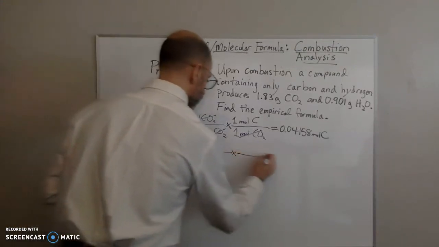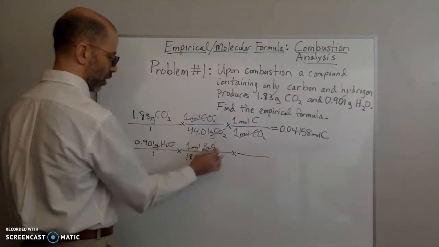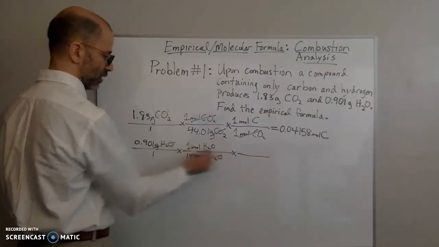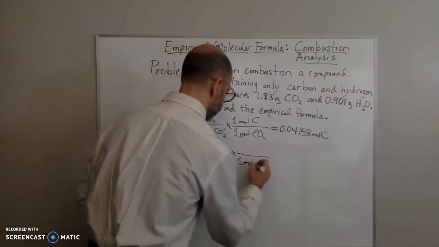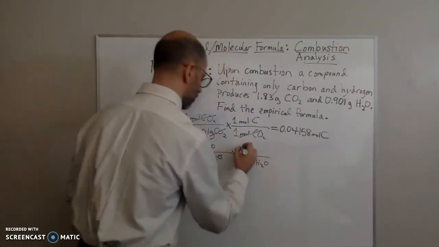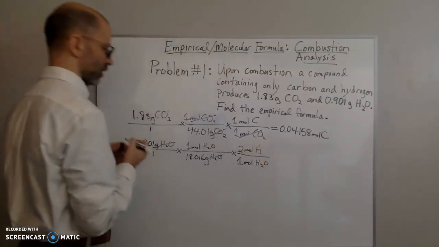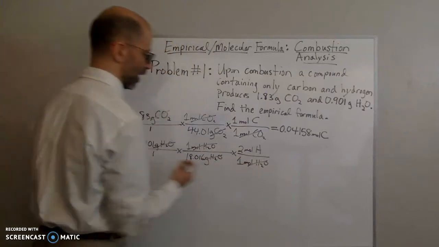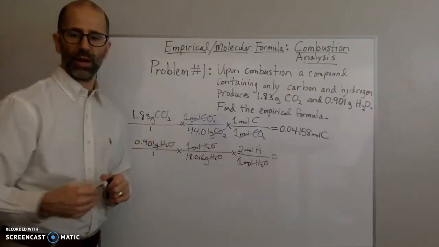And now I can use the mole ratio in water. So for every 1 molecule of water, it's 2 atoms of hydrogen. So it's a 1 to 2. So 1 mole of water on the bottom, 2 moles of hydrogen on top. So the moles of water cancel out. And now I have moles of hydrogen.